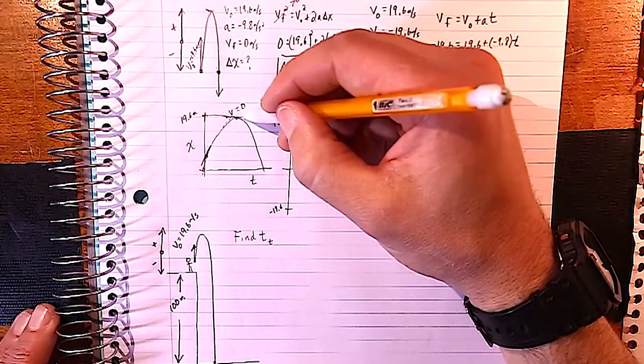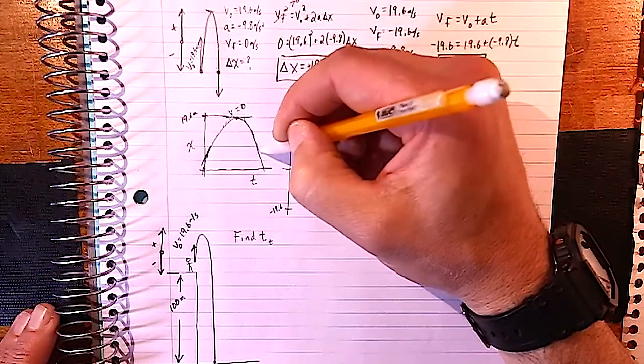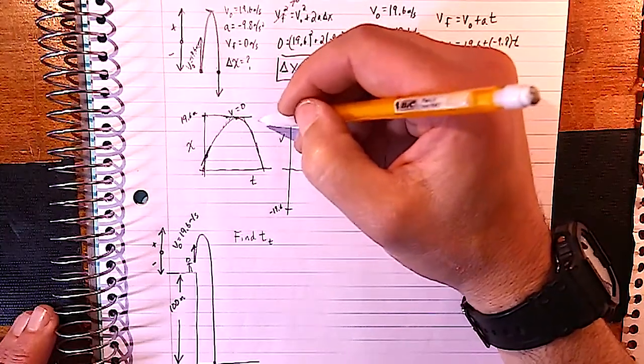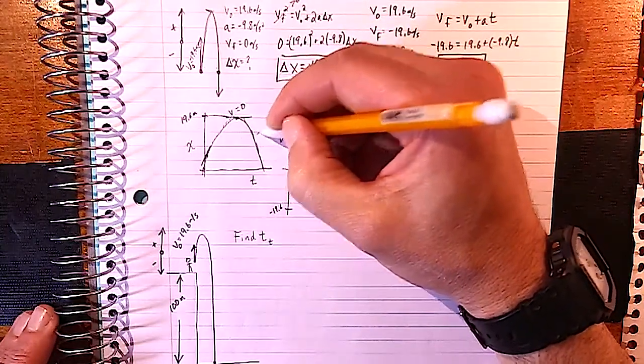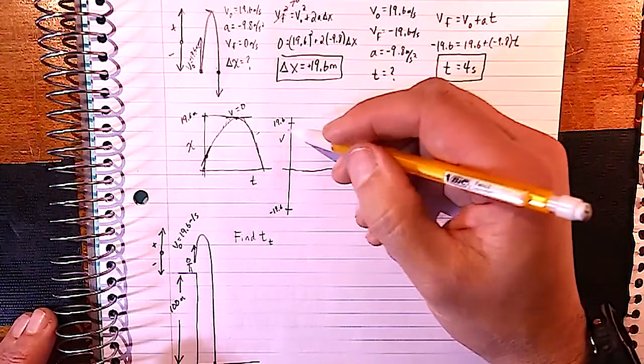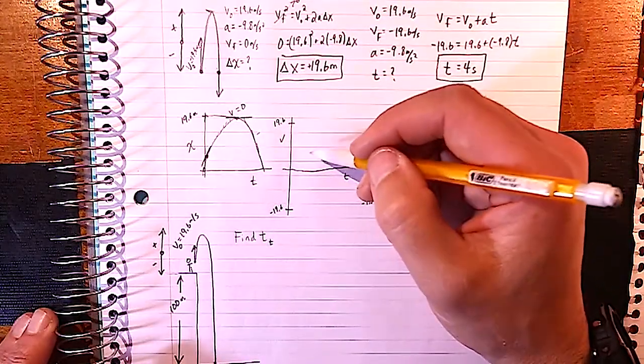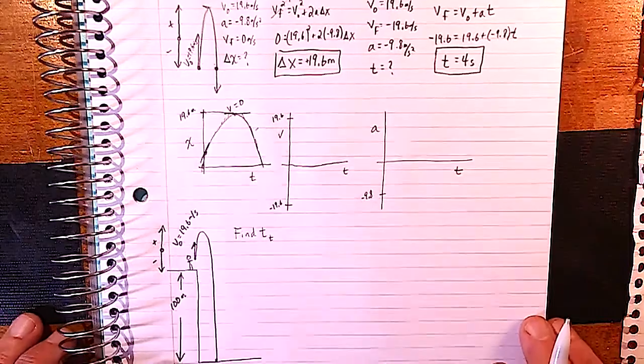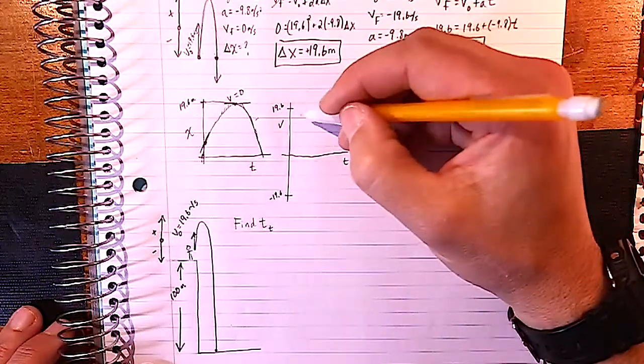Then on the way down, the slope gets steeper and steeper, meaning the velocity is increasing, but it's negative, meaning it's speeding up in the downward direction. And this makes sense. So what about the velocity?